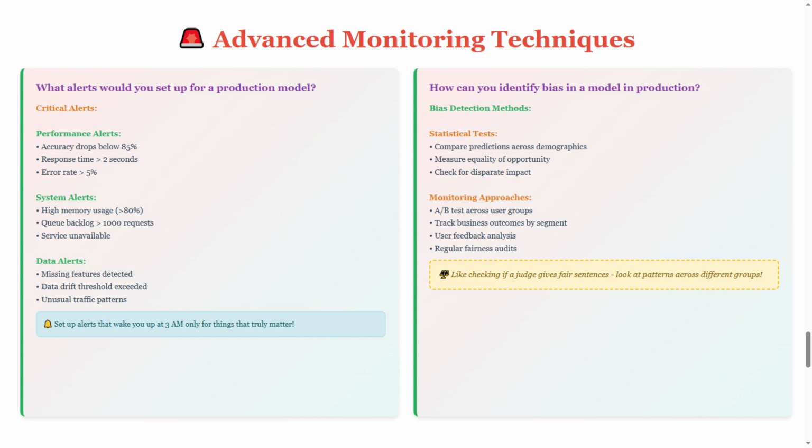The tips section advises, set up alerts that wake you up at 3 a.m. only for things that truly matter. Second question, how can you identify bias in a model in production?